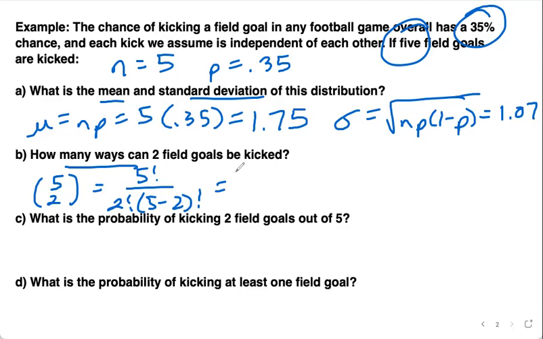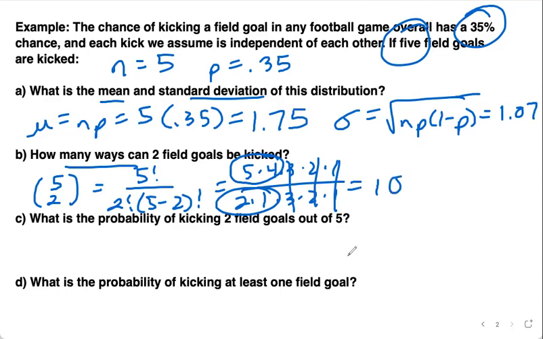So if you actually have to work this all out, that's 5 times 4 times 3 times 2 times 1. 2 factorial is 2 times 1. 5 minus 2 is 3 factorial, which is 3 times 2 times 1. Write it all out. Like if you have 10 factorial, write out 10, 9, 8, 7, 6, 5, 4, 3, 2, 1, and then cross off. Gone, gone, gone. 20 divided by 2 will be 10 different ways.